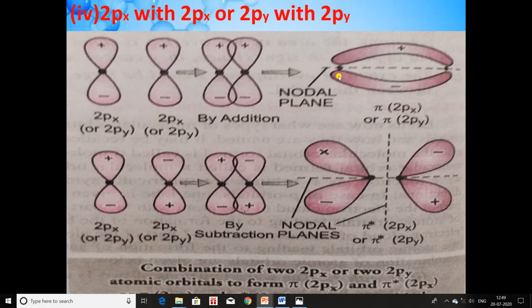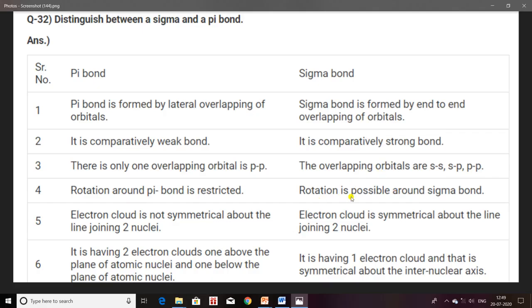Here you can see in the diagram that this is sideways overlapping. So here rotation around the axis is not possible. On the other hand, rotation is possible around sigma bond. In pi bond, electron cloud is not symmetrical about the line joining 2 nuclei. But in sigma bond, electron cloud is symmetrical about the line joining 2 nuclei.